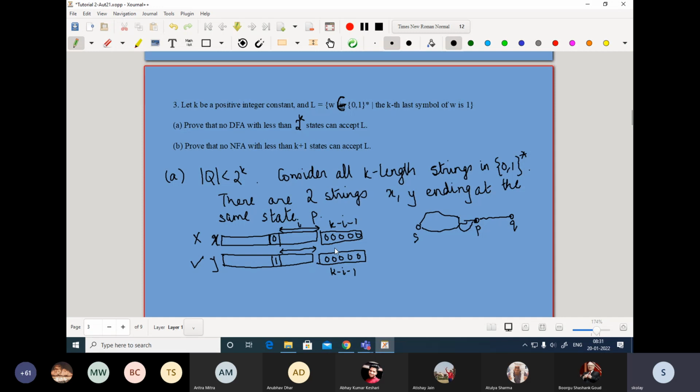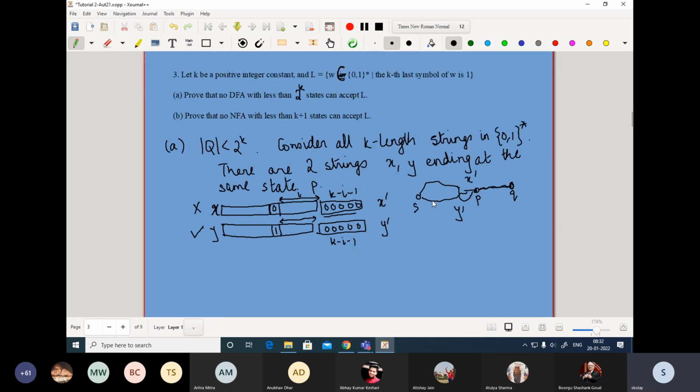This particular string from P will correspond to a uniquely labeled path reaching the same state. So I will call the new strings X dash and Y dash. X dash and Y dash starting from S reach the same state Q if I have less than 2 to the k states. There exist X dash and Y dash which reach the same state Q, whereas X dash should have been rejected while Y dash should have been accepted. Anybody has any doubts regarding the proof?